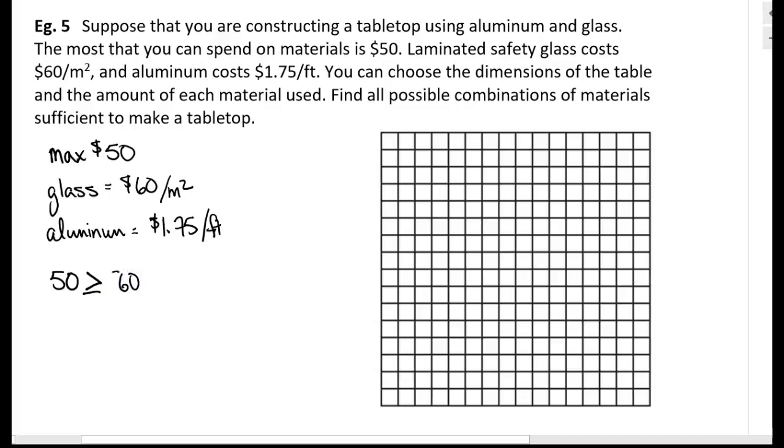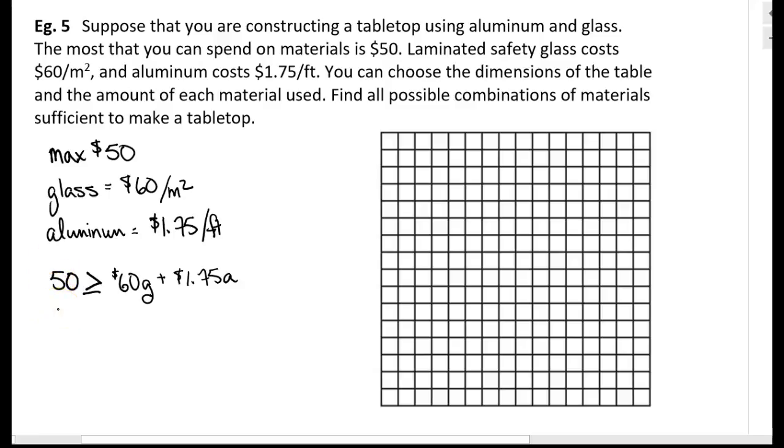So I'm going to spend $60 potentially per glass amount, and I'm going to spend $1.75 per aluminum amount. So now I've got my two variables, amount of aluminum, amount of glass, which means I'm working in the same realm as all the rest of this lesson, and I'm comparing it relative to 50.